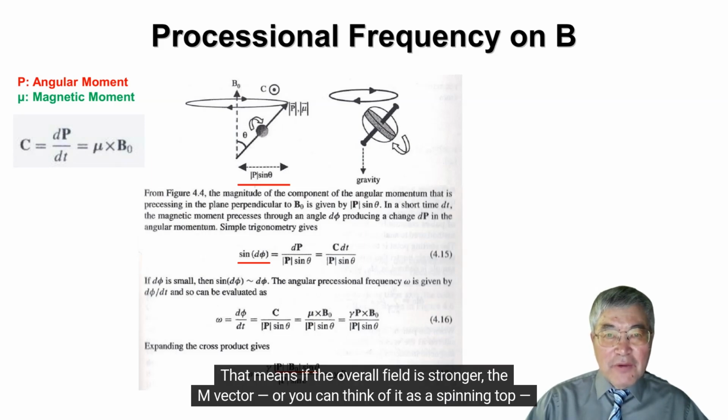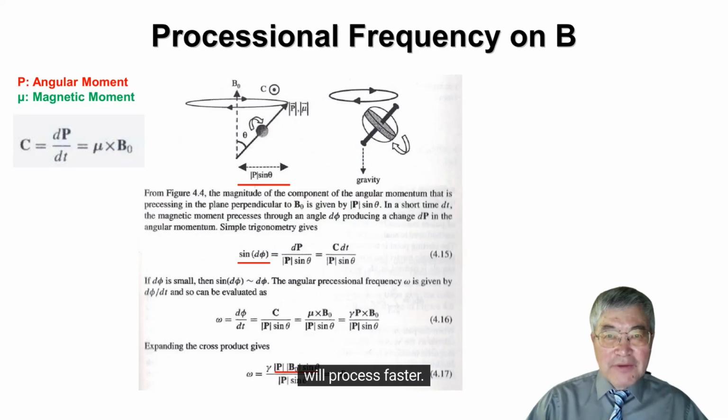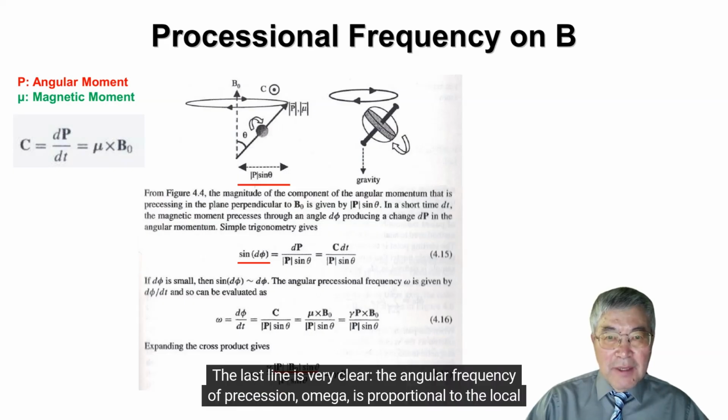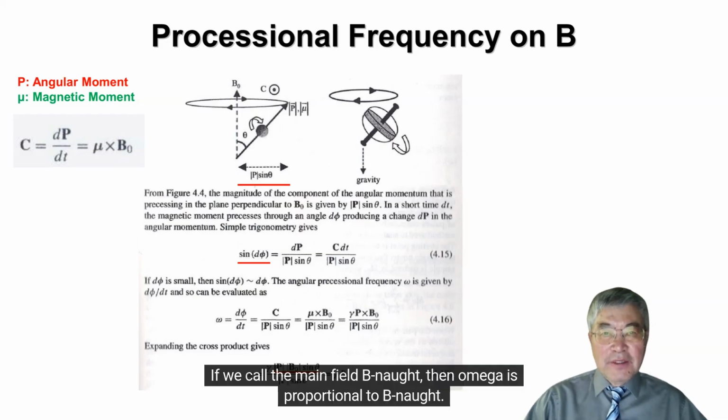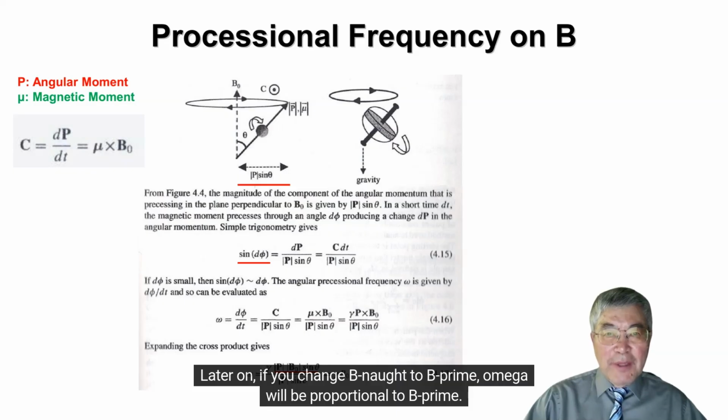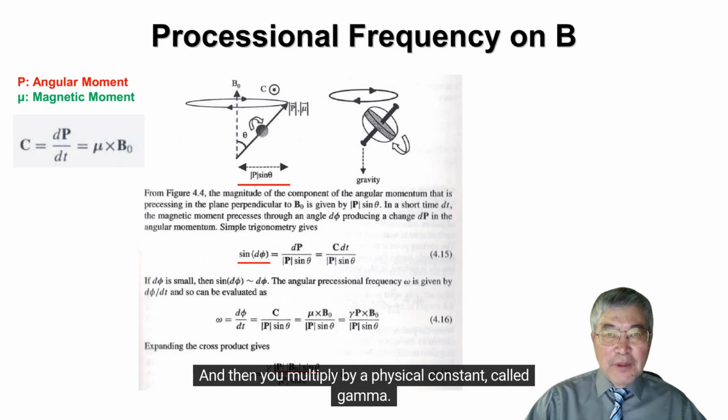That means if the overall field is stronger, the M vector, or you can think of it as a spinning top, will precess faster. So just follow the picture here. The last line is very clear. The angular frequency of precession, omega, is proportional to the local magnetic field. If we call the main field B0, then omega is proportional to B0. Later on, if you change B0 to B prime, omega will be proportional to B prime, and then you multiply by a physical constant called gamma. So in short, omega equals gamma times B.